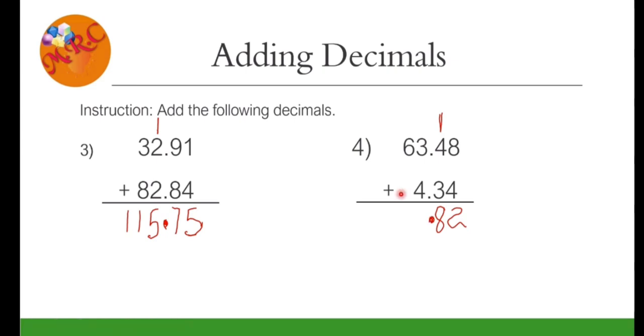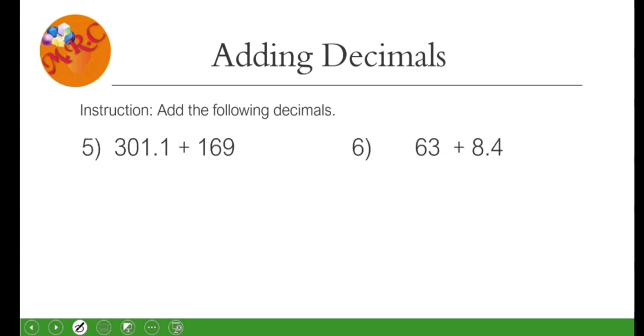Now we're going to add our 4 here plus our 3, which gives us 7. And then we go to the next column, which we don't have a number here, but there's one there. So technically this would be 0 plus 6, or just 6. So we bring down the 6. Alright, so our answer is 67.82. Good. Let's get to the next question.